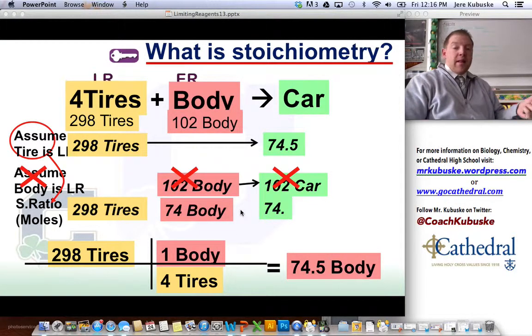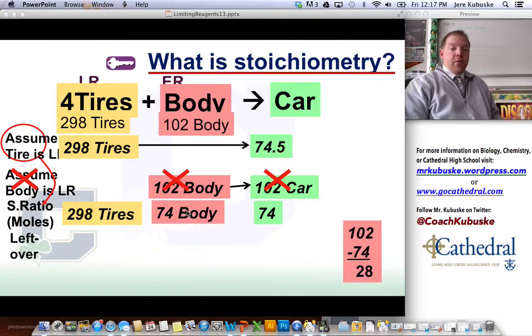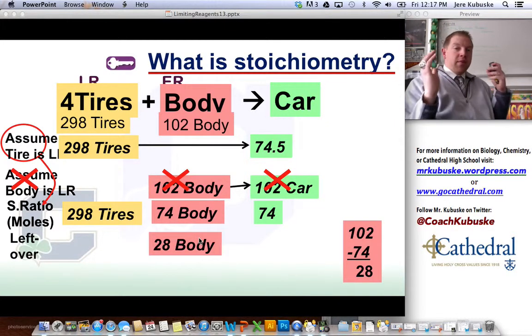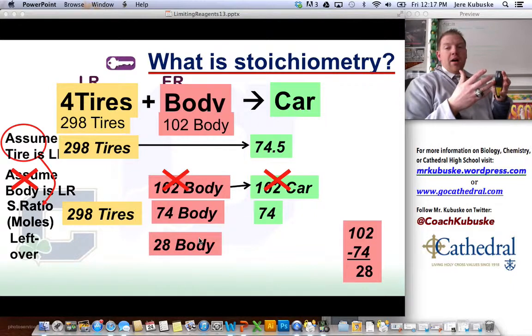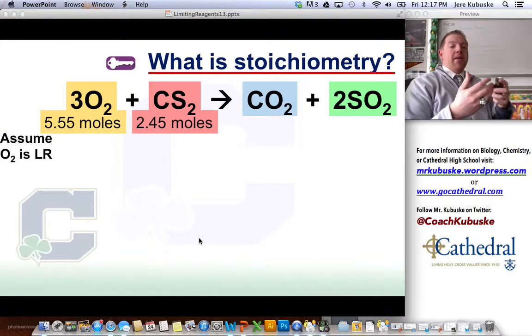Okay. The last thing that I'm going to do is figure out how much leftover excess reactant I have. What's the leftover? So I started with 102 bodies. I only used 74. So I just subtract 74 from 102, and that gives me my leftover of 28 car bodies. Okay, so that's a practical, real-world scenario of limiting reactants. But let's talk about it when it applies to actual chemicals in a chemical reaction.